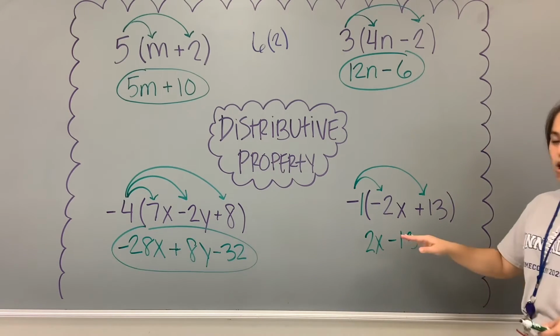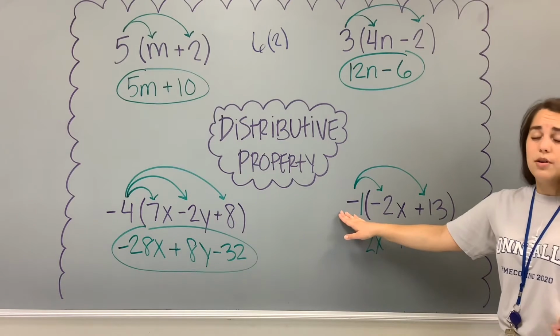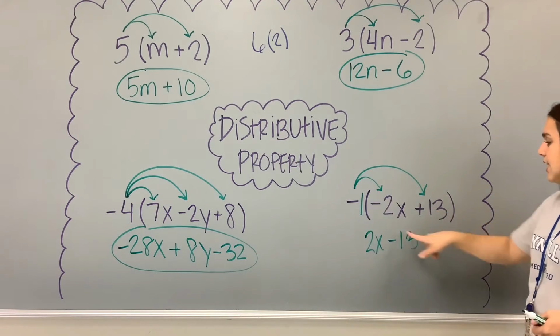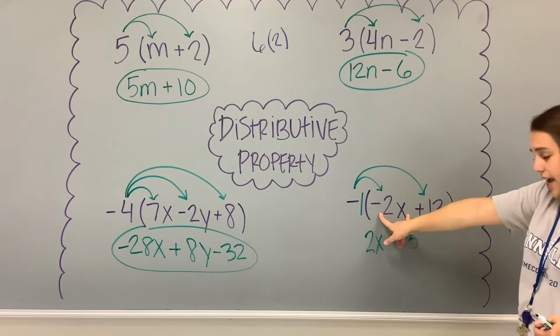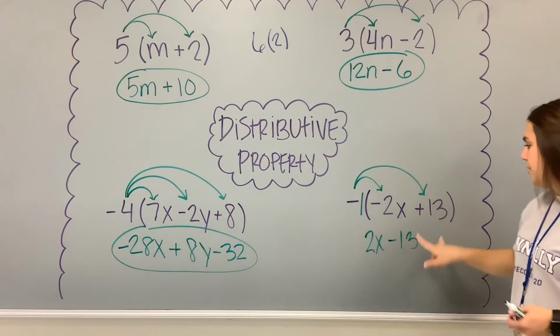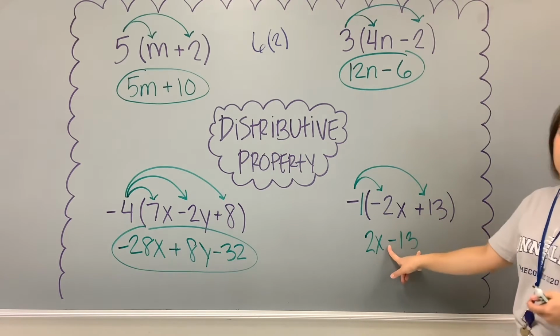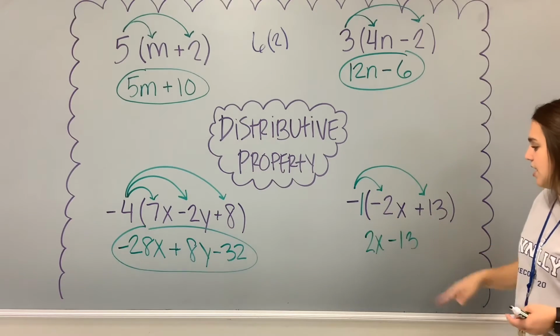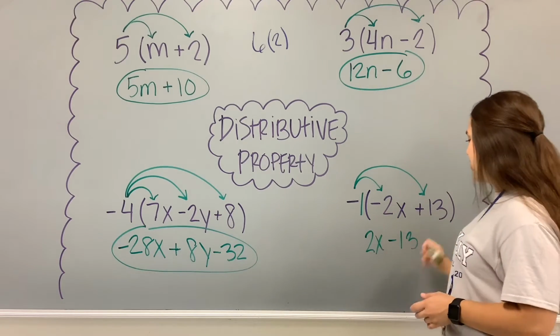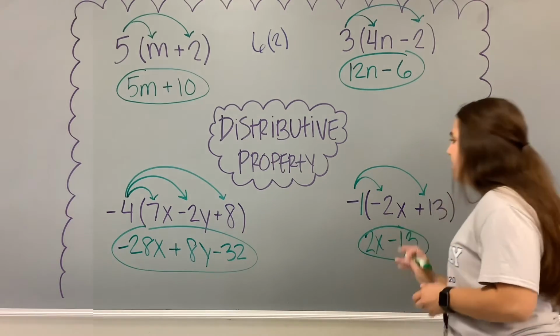You might notice that all multiplying by -1 does is change the signs. This -2x became positive 2x. This positive 13 became a -13 if we were looking at it like integers. This reads 2x minus 13, and this is our answer.